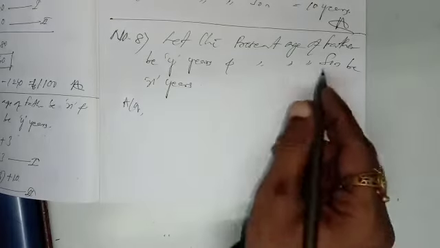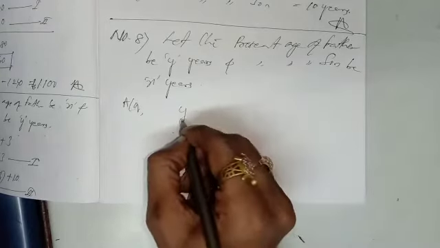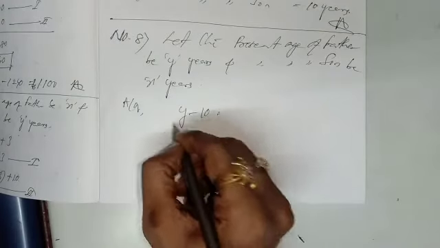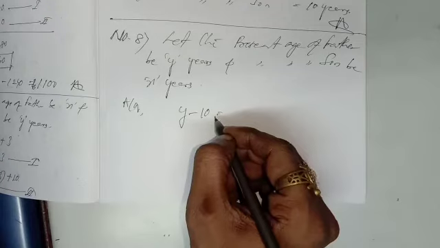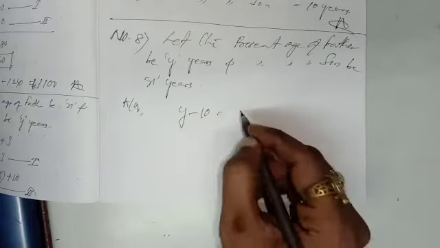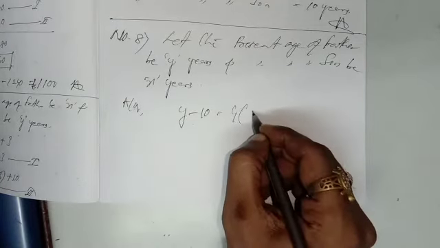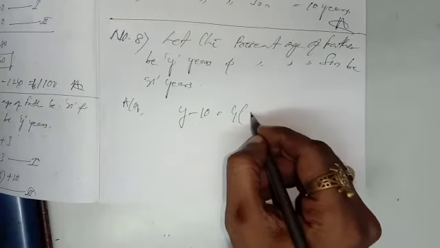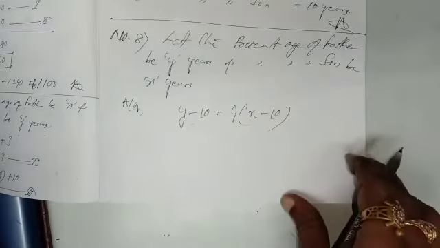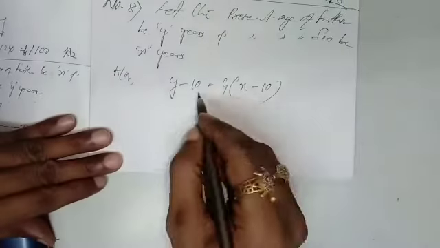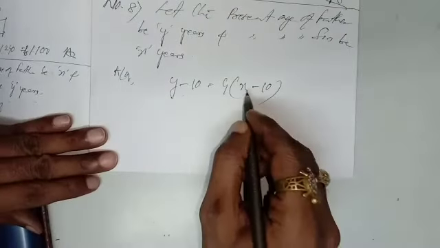10 years ago means this will be y minus 10. 10 years ago, the father's age was y minus 10. 10 years ago, father was 4 times as old as the son, which means x minus 10. This is the first equation. 10 years ago, father was 4 times the son.